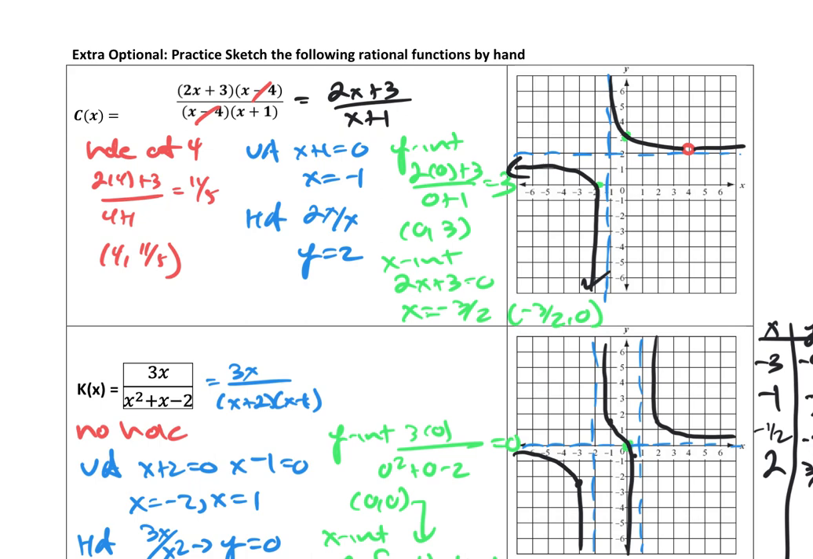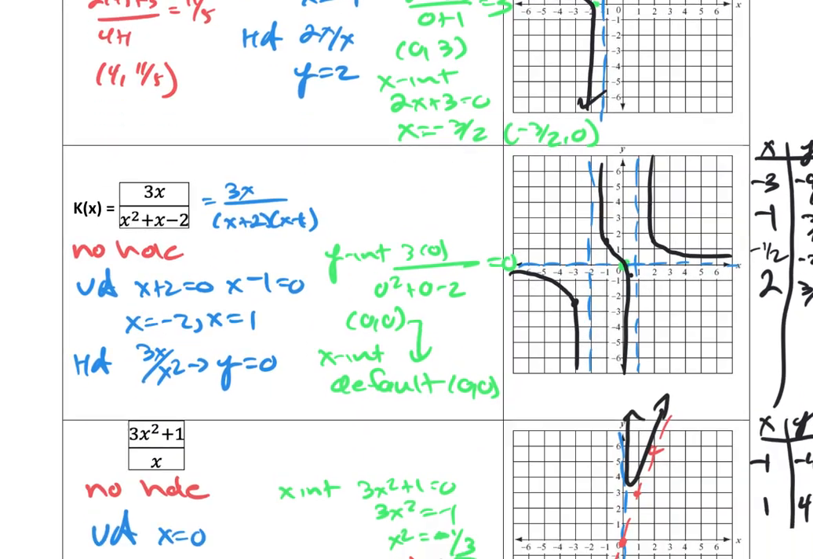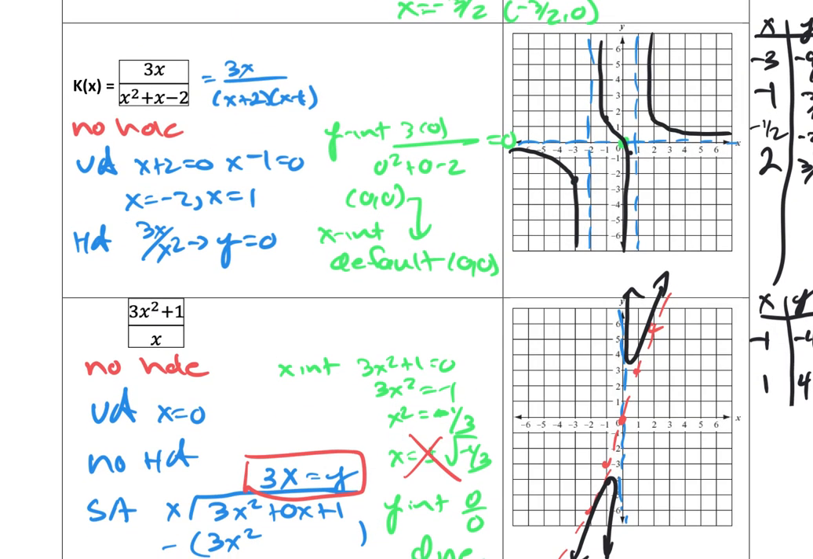When we look at our second example here, I noticed that since my numerator is not going to factor, there's not going to be a hole, so there's no hole. For my vertical asymptotes, we took the denominator and had to factor it, so I got x plus 2 and x minus 1. I set each factor equal to 0 to get my two vertical asymptotes of x equals negative 2 and x equals 1.